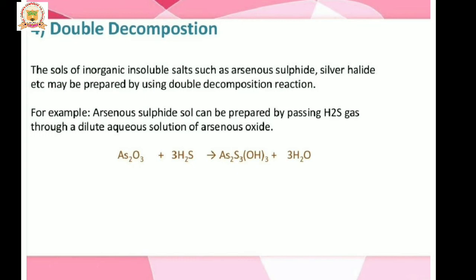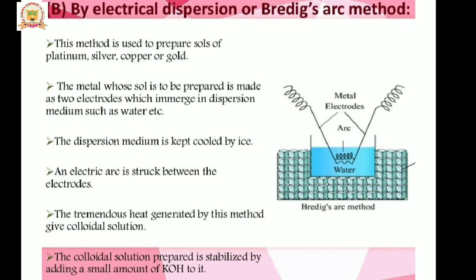So these are the chemical methods for the preparation of colloids. By these we prepare the gold sol, sulfur sol and the arsenic sulfide sol. The second method for the preparation of colloids is the electrical disintegration method, or electrical dispersion method, also called Bredig's electric arc method.